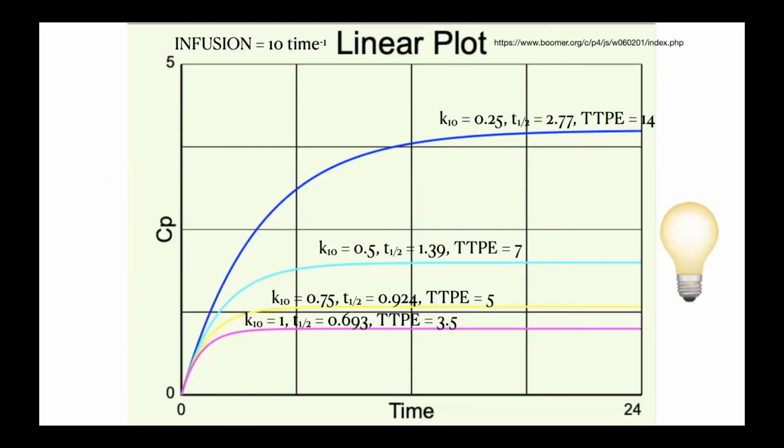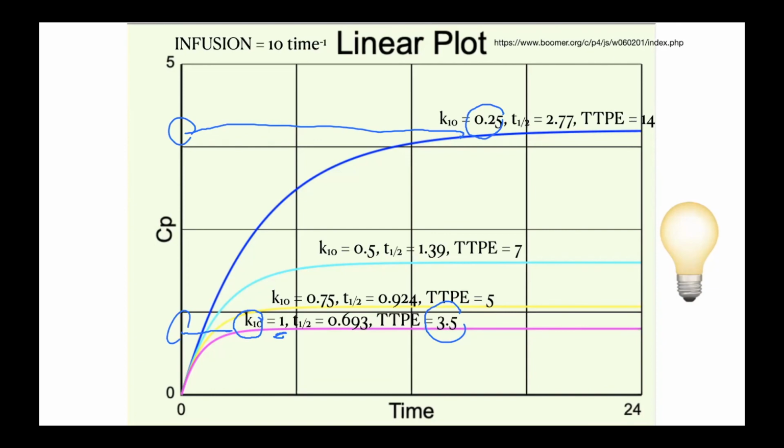So just going back again to this slide, a larger K10, so this is the larger one, which is 1, it reaches steady state quicker at 3.5 time, but it reaches it at a lower plasma concentration, versus having a smaller elimination rate constant, which takes a lot longer to reach its steady state, but reaches it at a higher plasma concentration. And I hope that's a light bulb moment for you guys.